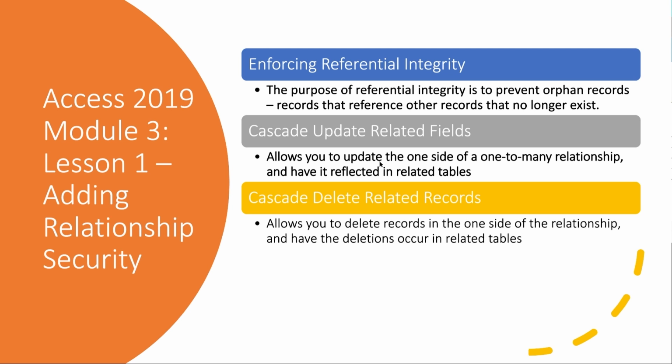And then cascade delete related records. Now this one requires a little bit more thought. If you delete a record in the one side of the relationship table, the records will be deleted in related tables. But sometimes you may not want that to happen. Like you may have a sales table or an orders table, for example, that you want to keep because it's historical data. So you wouldn't want to delete the related records. I might make a copy of the table and start a new one so that I have the historical one stored somewhere else, something like that. So this is what relationship security is referring to, and we're going to set it up now.